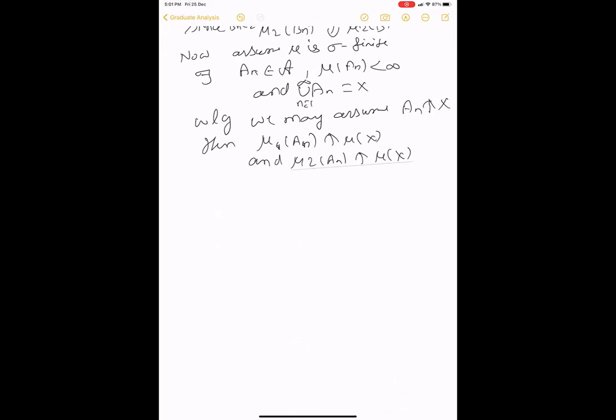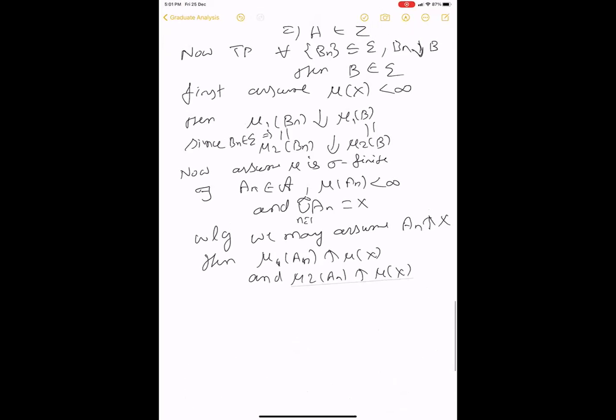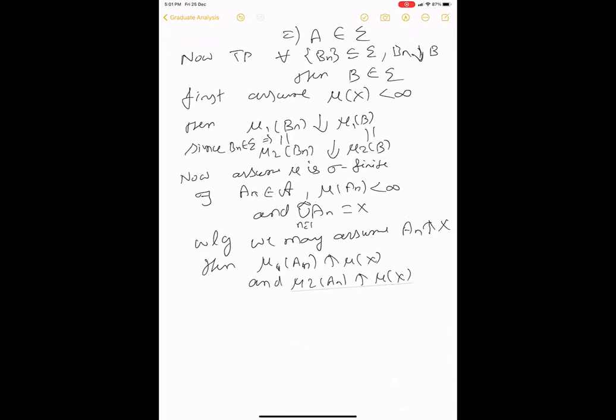Since I am using A and B for something else, maybe I should have changed this to xn or something, if you don't mind. I change this A to x, just to be clear.